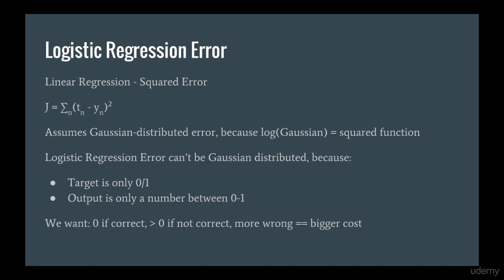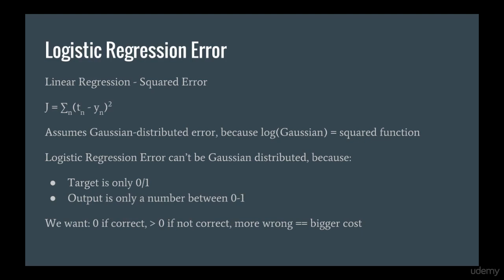Recall that in my linear regression class, we used the squared error objective function, and that's a fine error function for regression, because it assumes your error is Gaussian distributed. Of course, the logistic error can't be Gaussian distributed because the output is between 0 and 1, and the targets are only 0 or 1. So that's why we need a different error function.